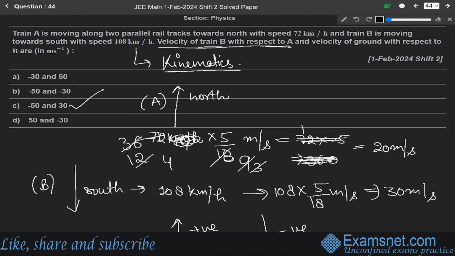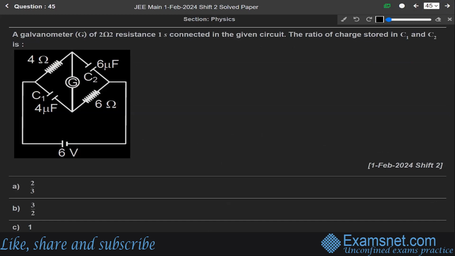Now next question. Next question is 45. A galvanometer G of 2 ohm resistance is connected in the given circuit, the ratio of charge stored in C1 and C2 is? So this question is from the chapter of magnetic effect of current and magnetism.